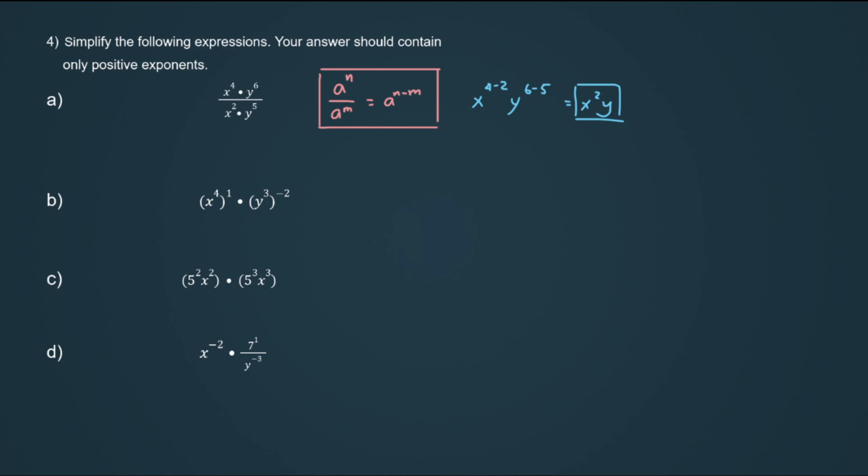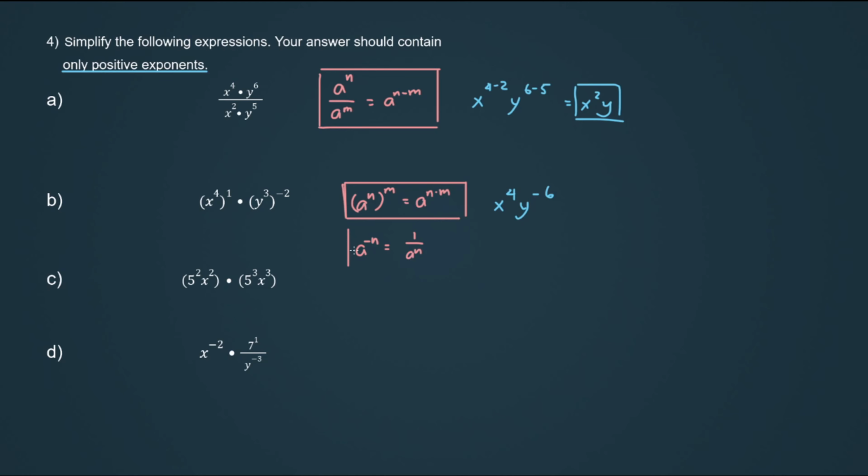Okay, b. First things first, we're going to use this law of exponent here. A to the n to the m, something raised to an exponent raised to an exponent. We multiply those exponents. Okay? So here we've got 4 times 1 is 4. And here we've got 3 times minus 2 is minus 6. And here we have a negative exponent. We know that my answer should only contain positive exponents. So we're going to use that other law of exponents, the one that looks like this.